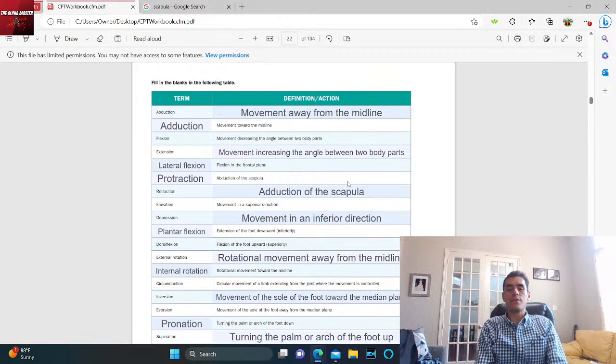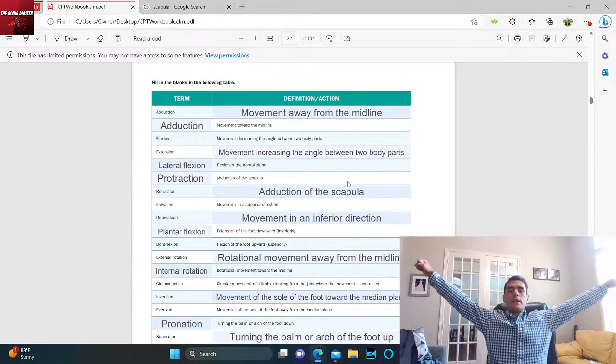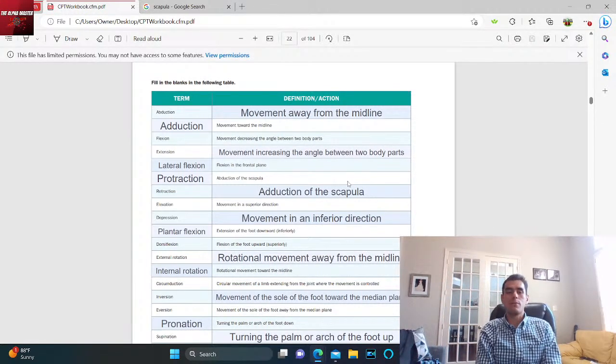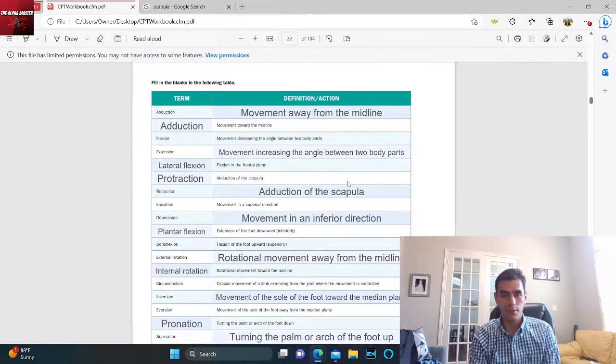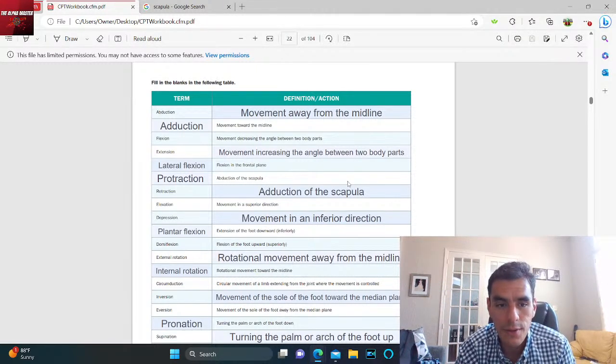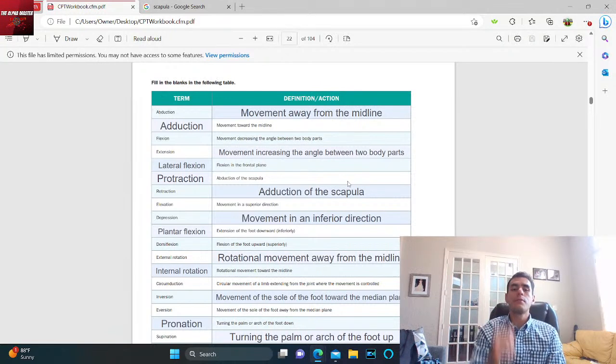Retraction is going to be adduction of the scapula, so you're hands down and getting close to the body. So abduction of the scapula is protraction, and retraction is adduction of the scapula. Protraction is up 90 degrees, retraction is down 0 degrees. Elevation is movement in the superior direction, and depression is movement in an inferior direction.